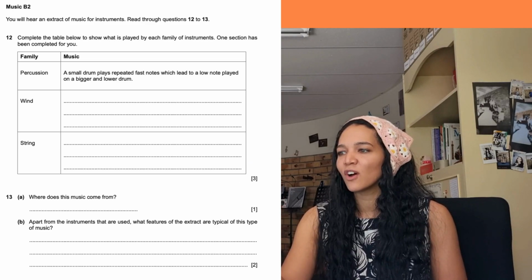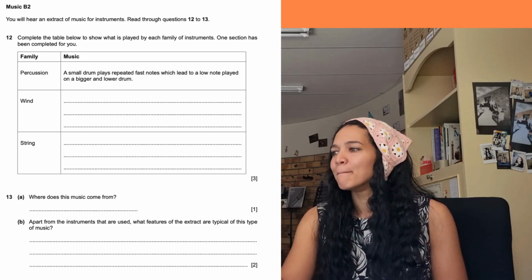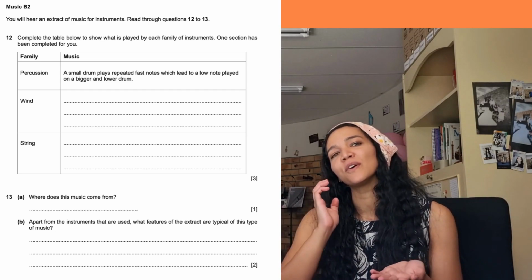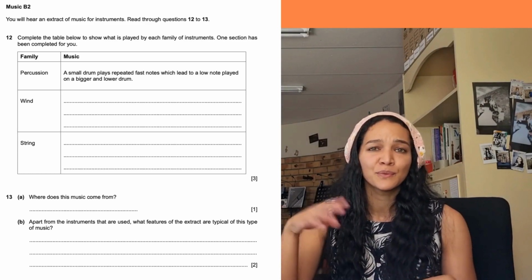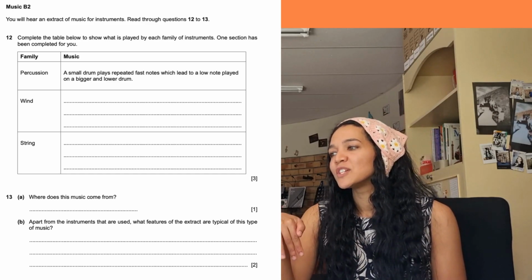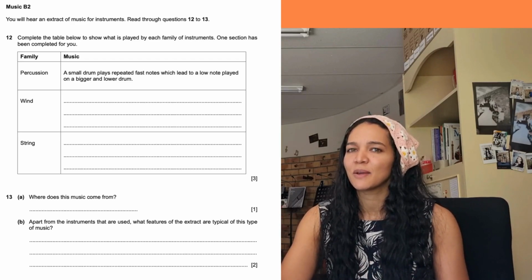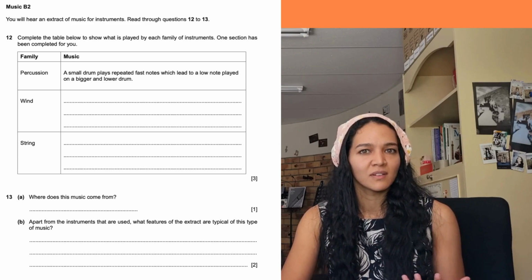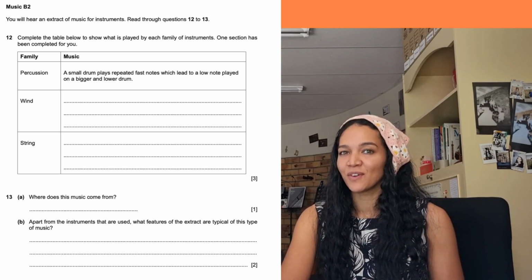Where does this music come from? Of course, Japan, because that's what we're dealing with today. But they do ask us a reason why, and they do not ask it that explicitly. They say apart from the instruments that are used, because you had to answer that before, what features of the extract are typical of this type of music? So why would you say that this is a Japanese music extract? What makes this music typical of music from Japan? So that's quite interesting. We're going to have to answer it.